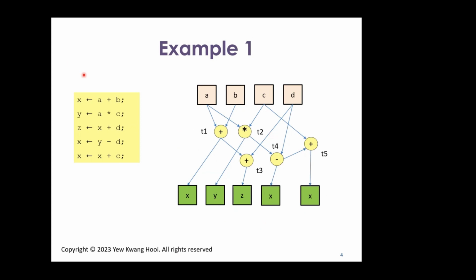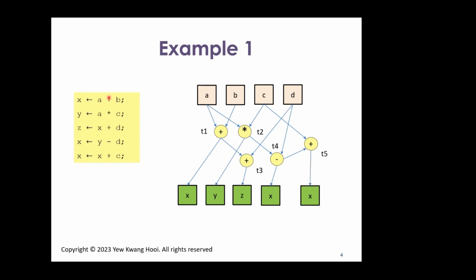On the left-hand side here is part of the pseudocode. The first line means the value of A plus the value of B is assigned to X. The second is the value of A multiplied by the value of C, assigned to Y. The value of X plus the value of D is assigned to Z. The value of Y minus D is assigned to X. The value of X plus C is assigned to X. So it is top down.